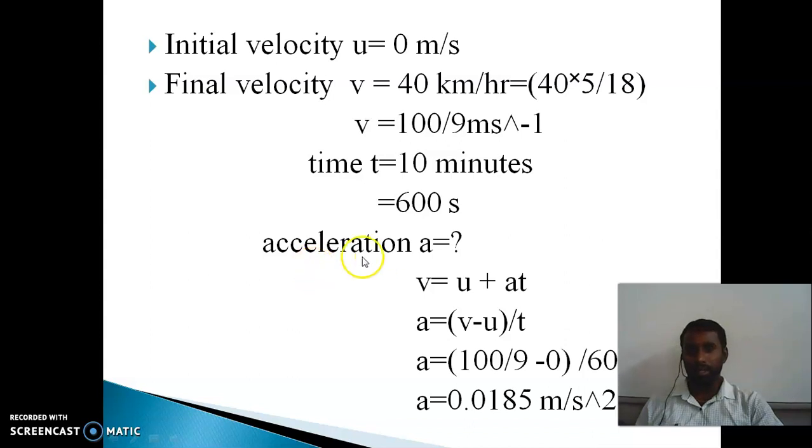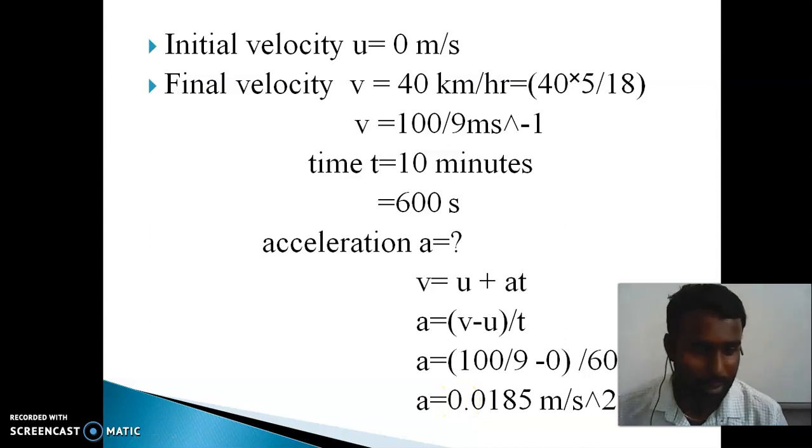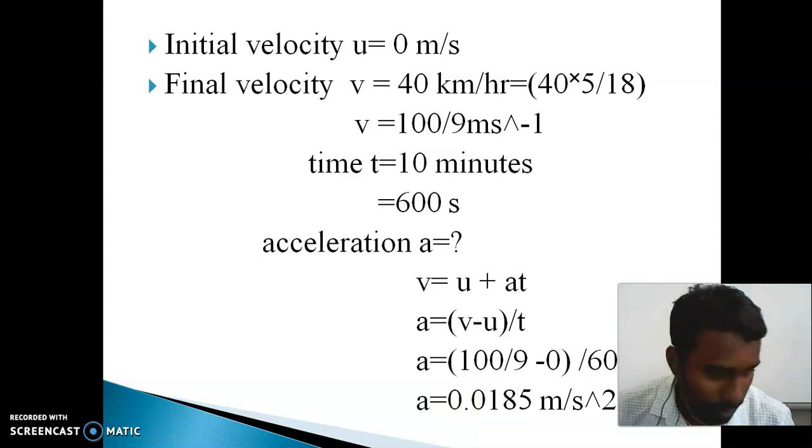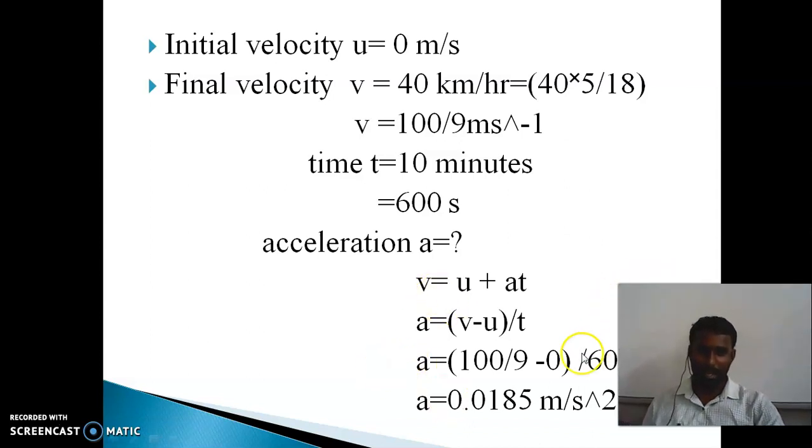So for the acceleration, what is the formula? v equal to u plus at. So a equal to v minus u, see here, this u will come that side, so v minus u divided by t. So acceleration equal to 100 divided by 9 minus 0, divided by 600. So acceleration value should be 0.0185 meter by second square. So this is your acceleration. If you cancel this fully, you'll get a decimal value 0.0185 meter by second square.